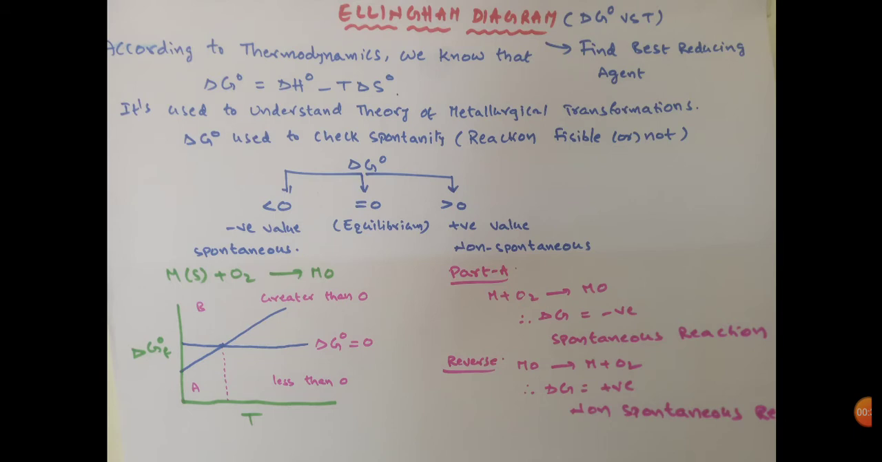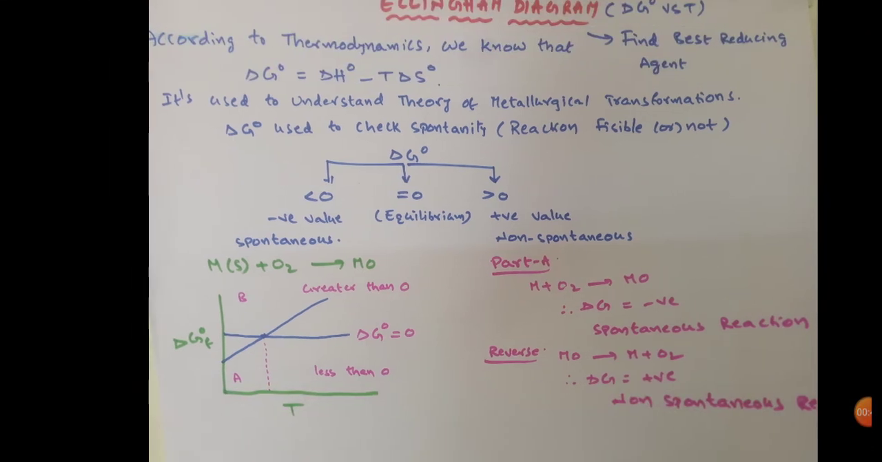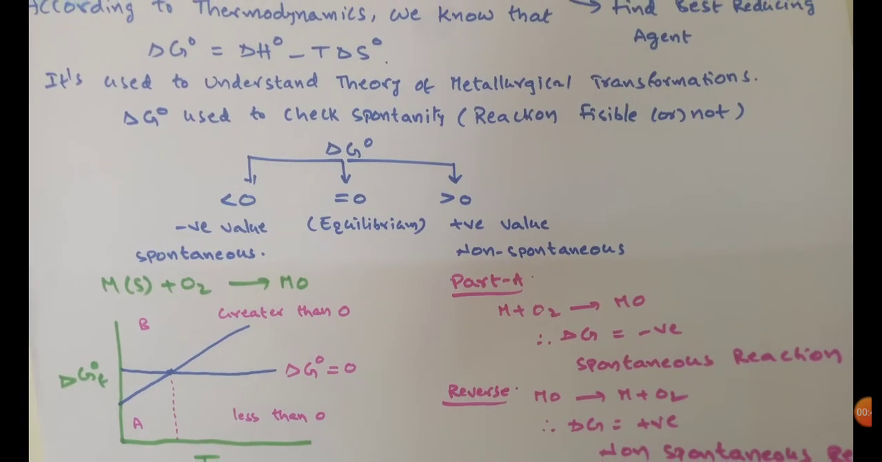According to thermodynamics, we know that the equation is represented as delta G naught equals delta H naught minus T delta S. In this equation, delta G naught is the change in Gibbs free energy, and delta H naught is the change in enthalpy. T is the absolute temperature, and delta S naught is the change in entropy. By using this equation, we can calculate the best reducing agent which is suitable in the chemical reaction.